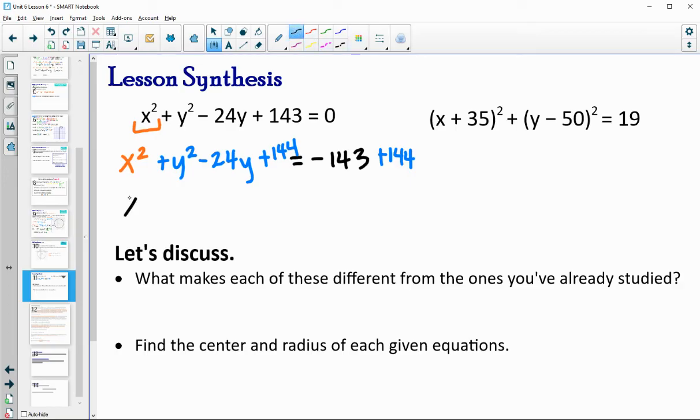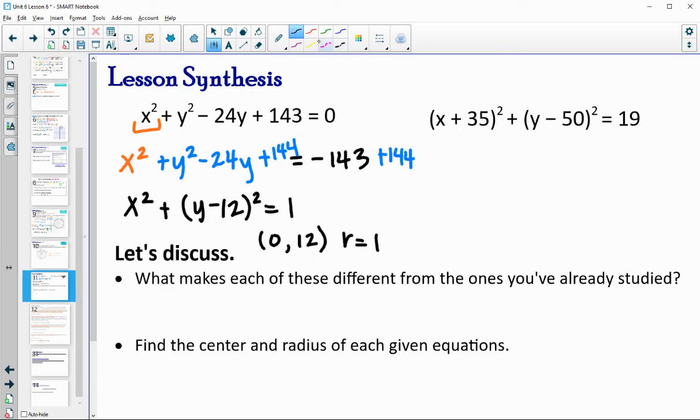And then you're already ready to factor and get the radius. So then this would factor to y minus 12 squared. Add this together and you'd get 1. So with this one, your x coordinate of your center is just 0. We're not subtracting anything from the x. And then we're subtracting 12 from the y. So our center is 0, 12. R squared is 1. So r is 1.